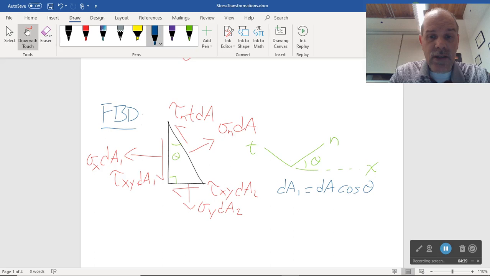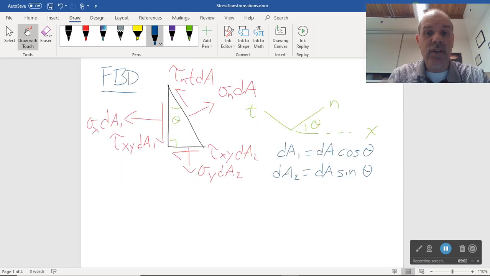And now I can just sum forces. Now keep in mind, I'm going to sum forces here. That's why I've got these dAs floating around in the first place, right? I can't sum stresses, but I know how to sum forces. I know how to use a free body diagram and sum forces, right?